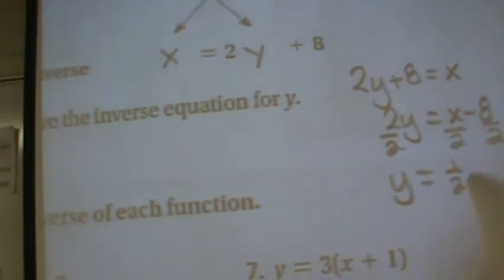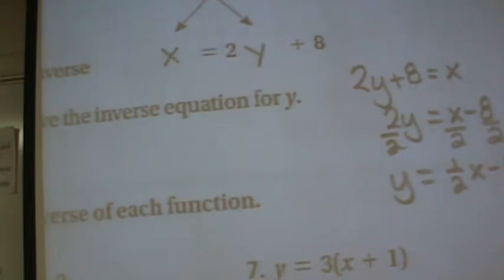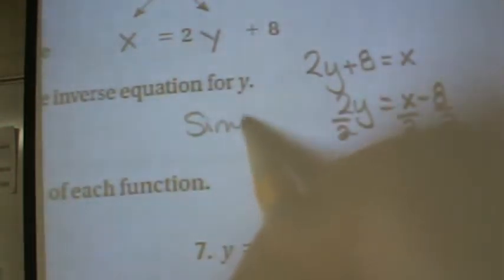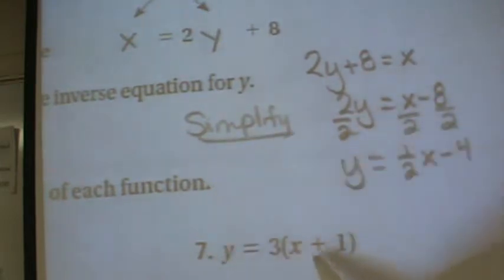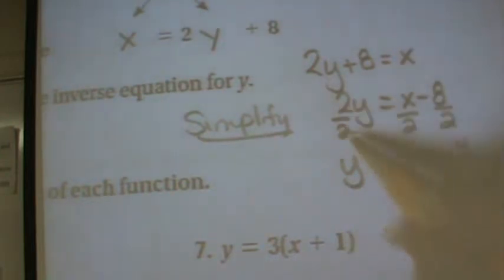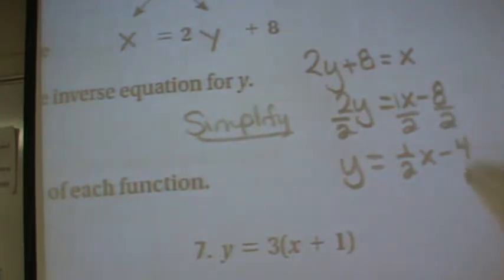Now, can you write this better? What did I do from here to here? I simplified. You see what I did? I divided this by 2, so this is just 1/2 x, and 8 over 2 is 4. That's all I did. I simplified.